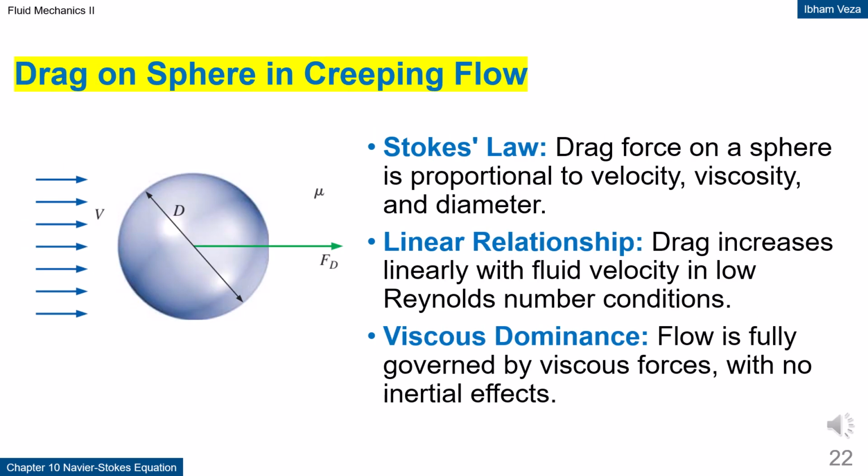Drag on a sphere in creeping flow. For a sphere moving in creeping flow, the drag force follows Stokes' law. The force is proportional to velocity, viscosity, and sphere diameter, with no velocity squared term as in high-speed flows. This linear relationship reflects the complete dominance of viscous forces. With this model, drag calculations become very simple. This law is very important in the analysis of small particles and sedimentation.